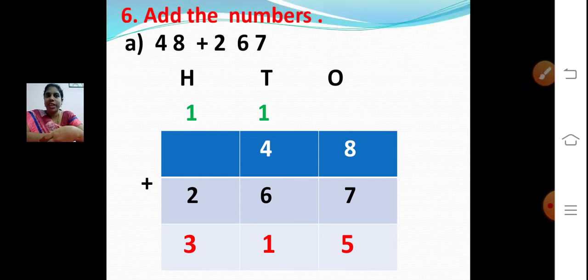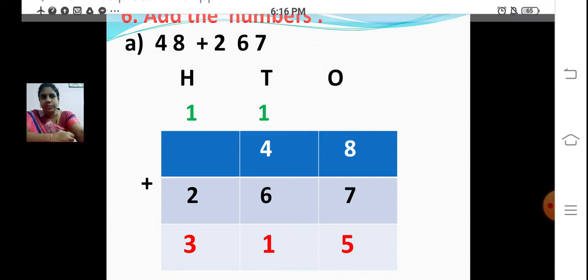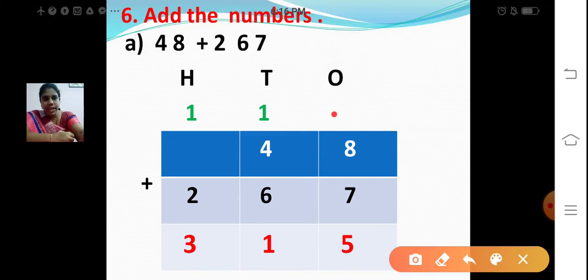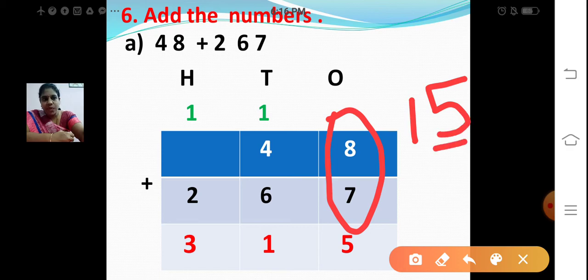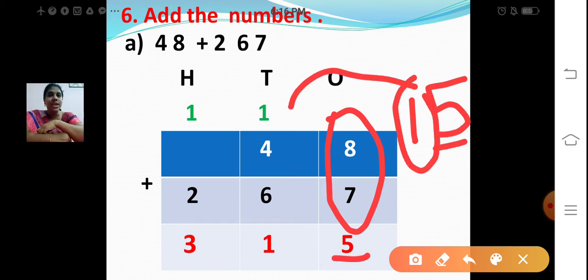So first is 48 plus 267. Write the numbers in the exact places. Then what do we have to do? First we have to add the ones place. 8 plus 7 is 15. It's a 2-digit number. So write 5 in the ones place and carry this 1 over to the next place, the tens place.